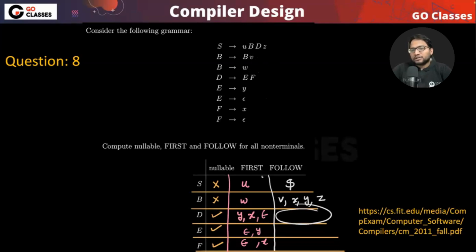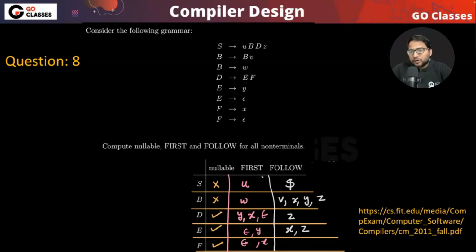Now tell me quickly, what is the follow of capital D? Follow of capital D will be a small z, and I think that's all, right? What is the follow of capital E? E is coming at this place only. So that's why this is the first of capital F, which will be X. And then see, this E is coming at this place, so it will be first of capital F. And then if this is epsilon, then the follow of capital D also, right? Follow of capital D also. So follow of capital D will be Z.